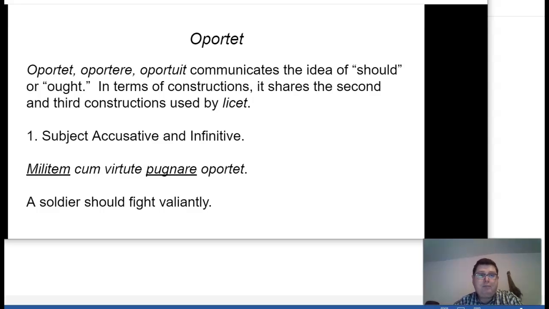Now, again, this is usually communicating an idea that English would express with should or ought, which are not impersonal verbs in English. Okay. Now, unlike licet, you don't use oportet with a dative and an infinitive. There's no dative of reference. Rather, there are only two possible constructions.